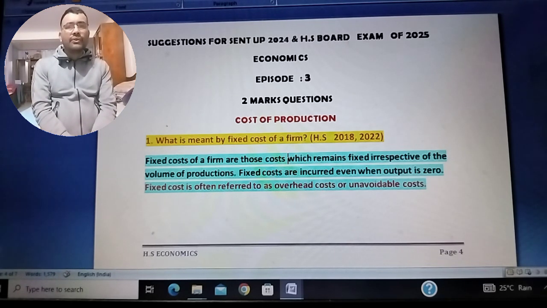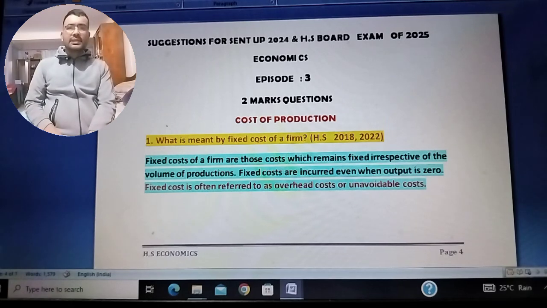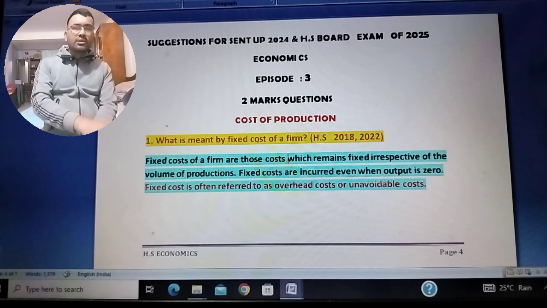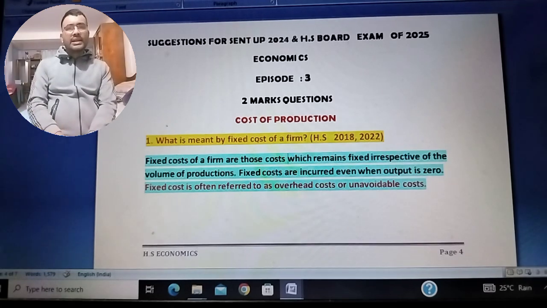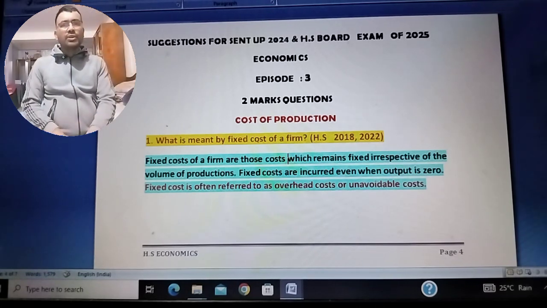Okay, fixed cost of a firm means those costs which remain fixed irrespective of the volume of production. It means whatever may be the volume of production, whether production increases or decreases, the amount of cost will remain fixed. That is known as fixed cost. Fixed costs are incurred even when there is no production. Even when the firm is shut down, you have to incur a fixed cost. So fixed costs are those costs which have to be incurred irrespective of the volume of production.